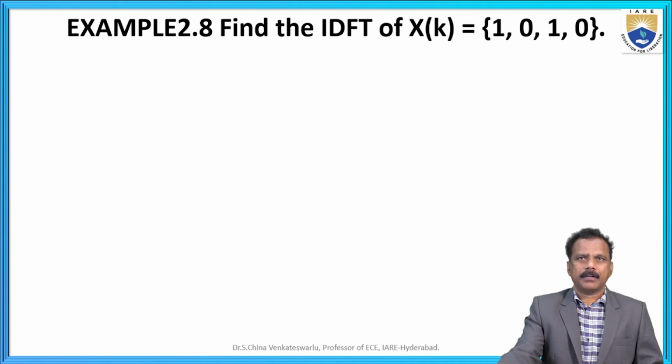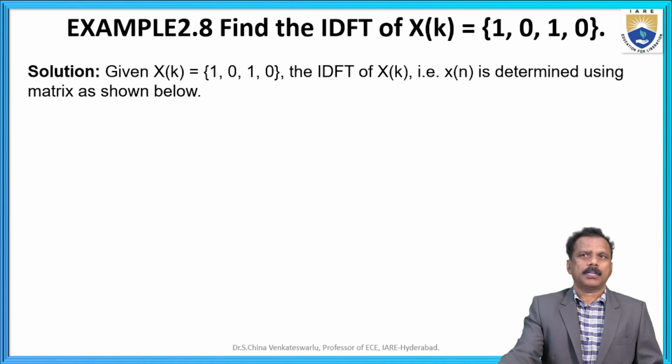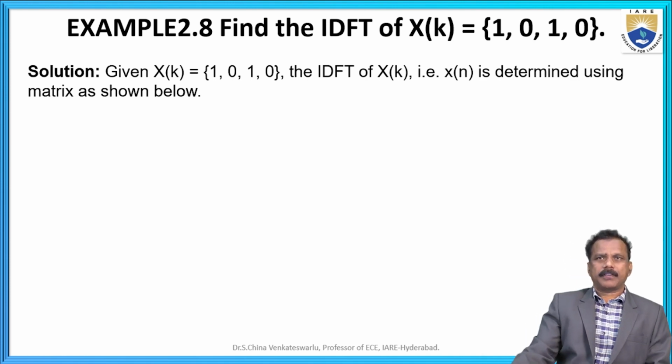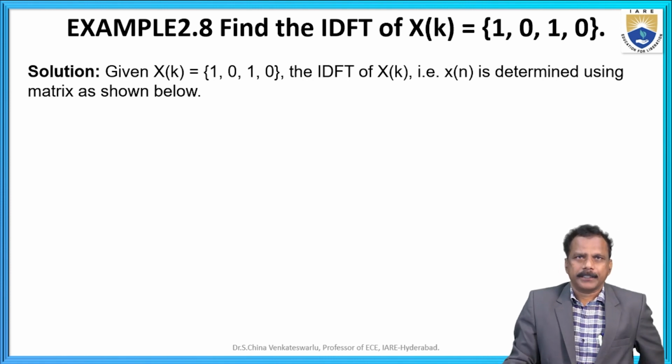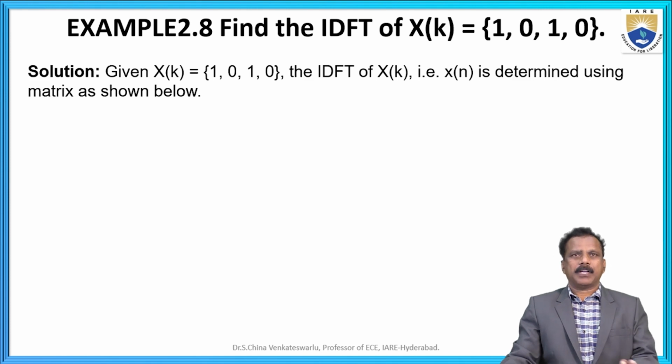Now next example: find the IDFT, inverse discrete Fourier transform, of X(k) = {1, 0, 1, 0}. This is the given sequence. So how are we solving this? The given data is X(k) equal to 1, 0, 1, 0. The inverse discrete Fourier transform of X(k), that is x(n), is determined by using the matrix form.